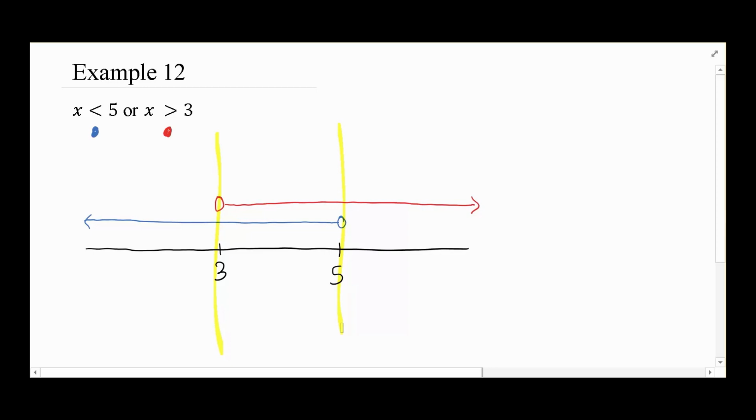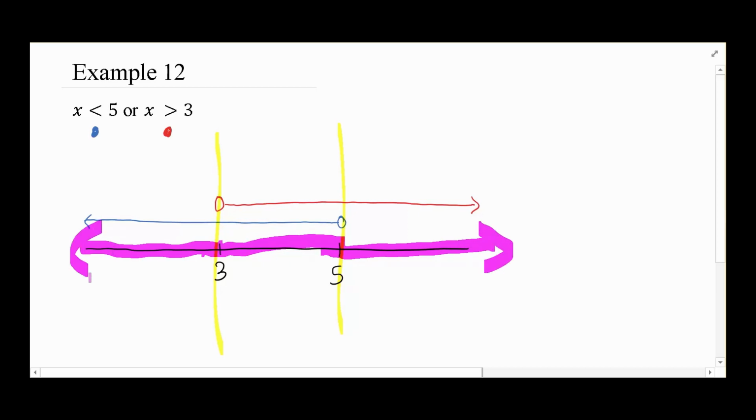Because this is or, we start off with the left chunk and say, do I have blue or red there? And the answer is yes. So we shade. Then we look at the middle. Do I have blue or red there? Yes, and so we shade. Then we look at the rightmost chunk. Do I have blue or red there? Yes.